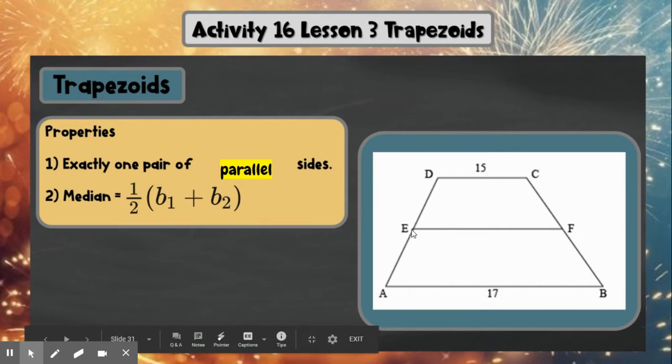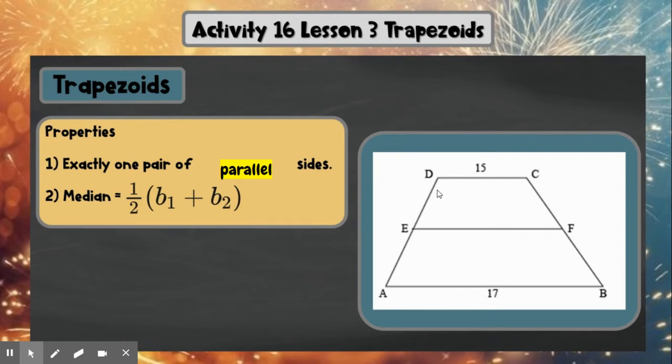Okay, so we have this line right in the middle that connects the midpoint of both legs. This is called the median, or sometimes you see it called the midsegment. We can always find the length of this if we know the length of the bases by adding the bases together. 15 plus 17 is 32. And then taking half of that, or dividing by 2. So half of 32 is 16. So EF is 16. And of course, it should always be a number in between the bases. Okay? So those are the only 2 properties of just a regular trapezoid.